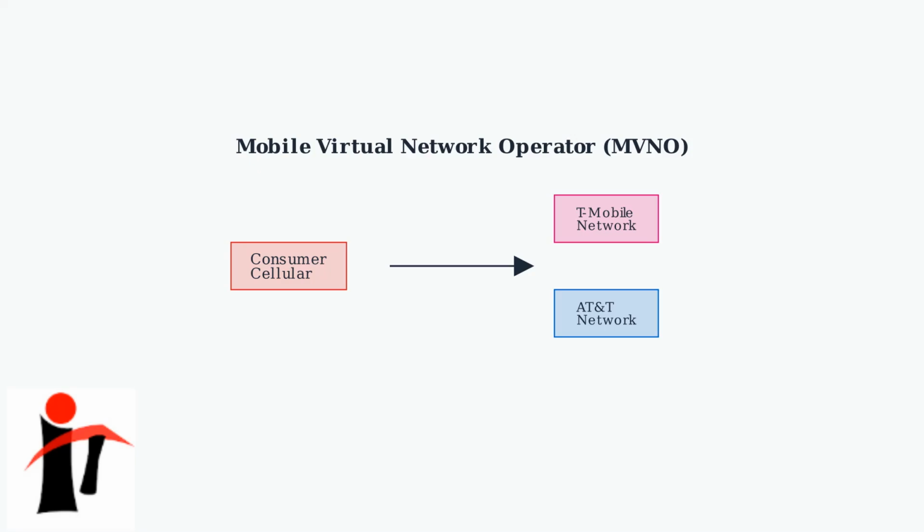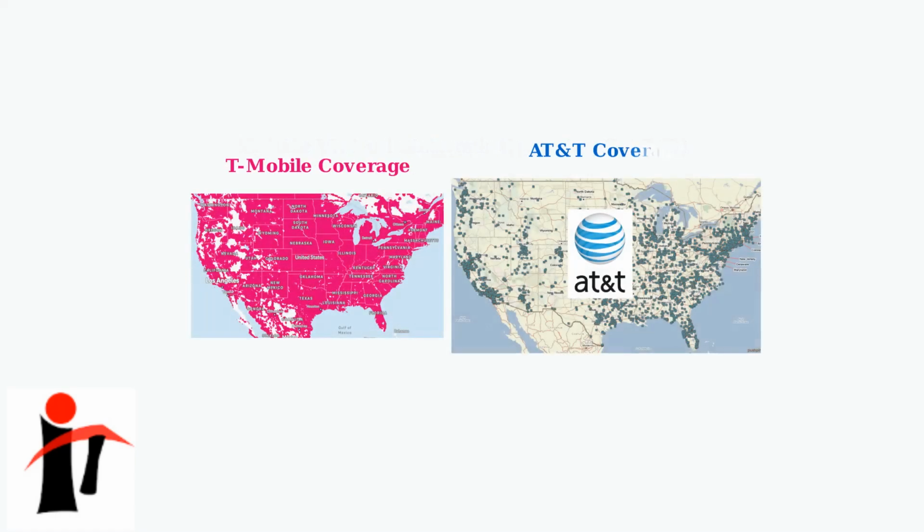This means they don't own their own cell towers, but instead use other carriers' network infrastructure to provide service to their customers. Consumer Cellular primarily uses T-Mobile's extensive network infrastructure with some access to AT&T towers in specific regions. This partnership gives customers access to nationwide coverage.